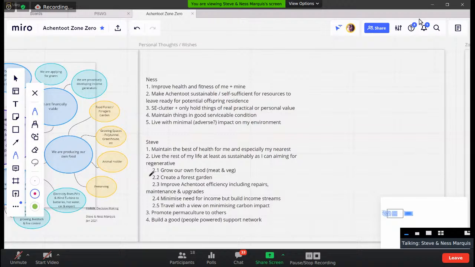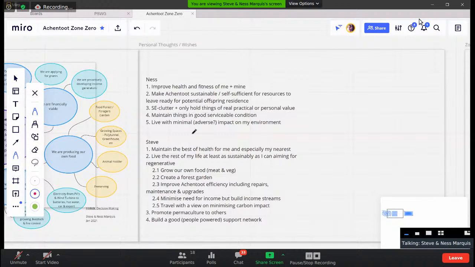So food forest, that sort of thing, sustainable. Family can come in and use it, and setting it up for that. We're here for the long term. It's our last move. Ness wanted to reduce the clutter, simplify life, maintaining things, that sort of thing, live with minimal adverse impact on her environment. Mine was very much the same.